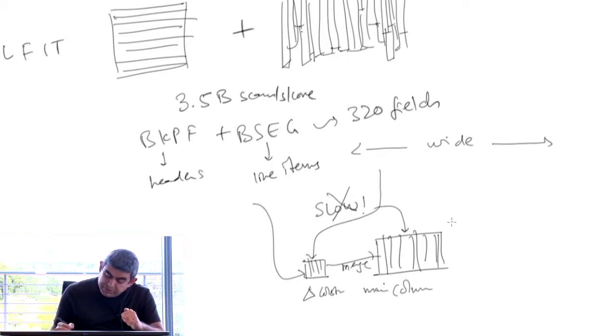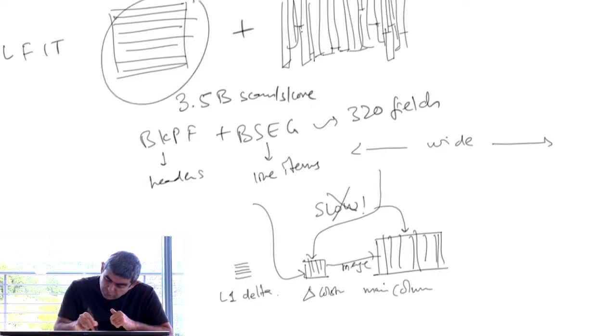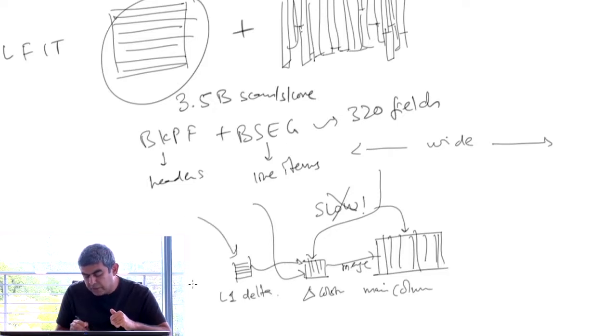And one of the things that we have added recently into this design of the delta and the main is a concept of what we call an L1 delta, which is a variation on this row store, which sits as a buffer in front of the delta, and this can absorb transactions really, really fast.